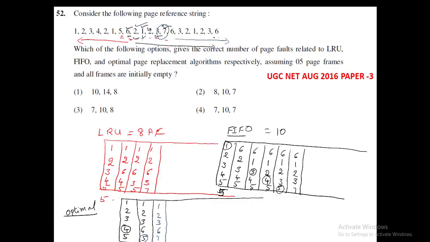Now how many page faults are there? Initially 5 page faults, after that 1, 1, so 5 plus 2 becomes a total of 7. So how many page faults? For LRU there are 8 page faults, for FIFO 10 page faults, and for optimal 7 page faults. So 8, 10, 7, the answer for this question is option number 2.